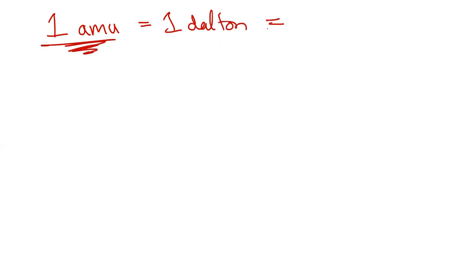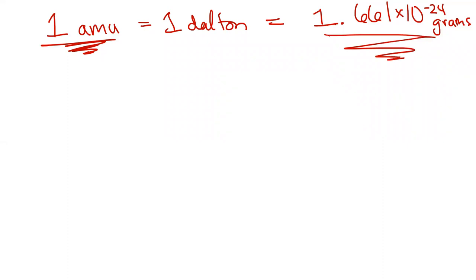So 1 AMU equals 1 Dalton. It's the only reason I mention this. So you can completely ignore the Dalton from now on if you want to. 1 AMU is equal to 1.661 times 10 to the minus 24 grams. Now, I don't usually teach this because this is a conversion that's really not necessary. You don't actually have to be able to use this conversion. Okay. This piece of information is actually not essential to your success in chemistry.